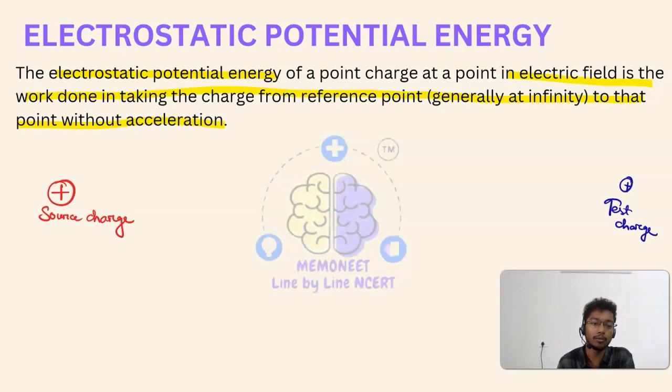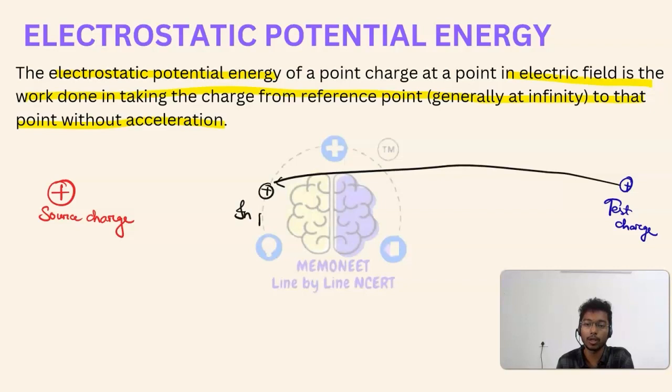So this states that when you are taking the test charge to one point in the presence of an external electric field, we have to do some work. This work is stored in the form of electrostatic potential energy. And this will be done with zero acceleration. So the charge is taken with zero acceleration.